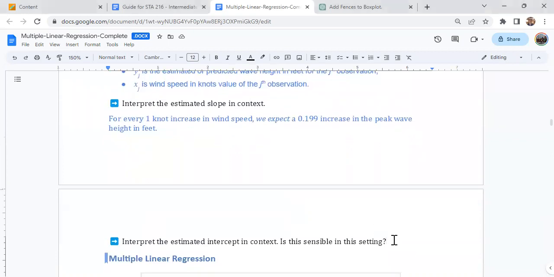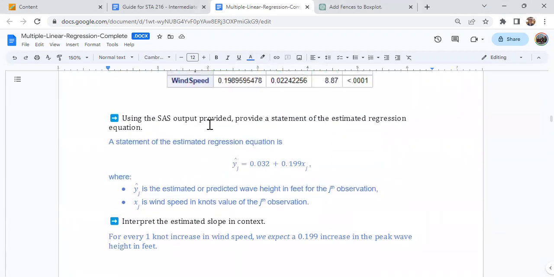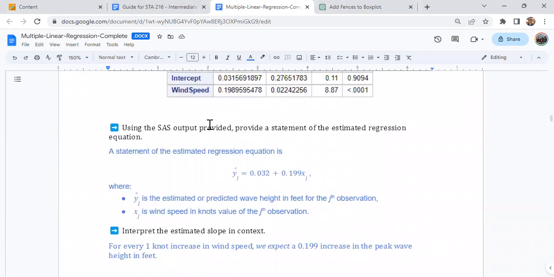What about the intercept? How could we? Yeah, let's practice interpreting the intercept here, the estimated intercept.